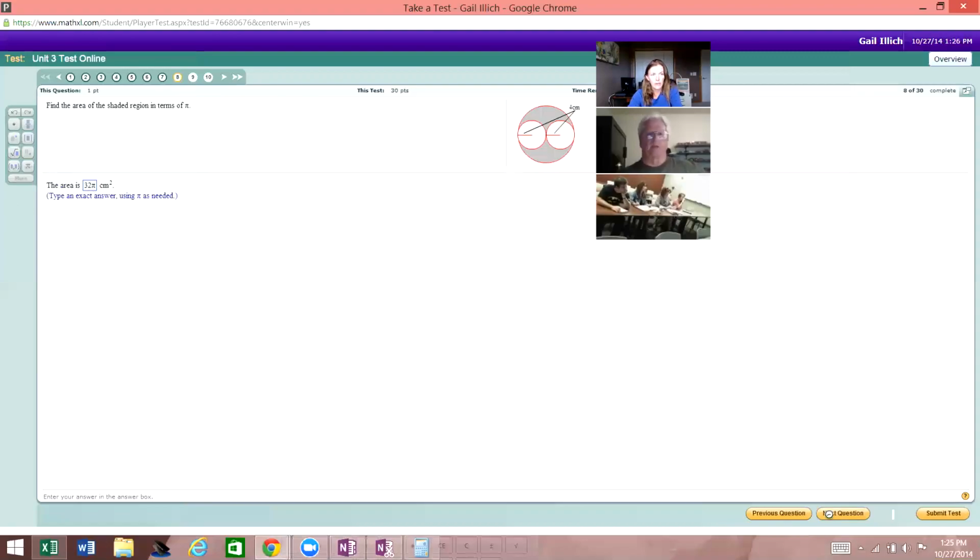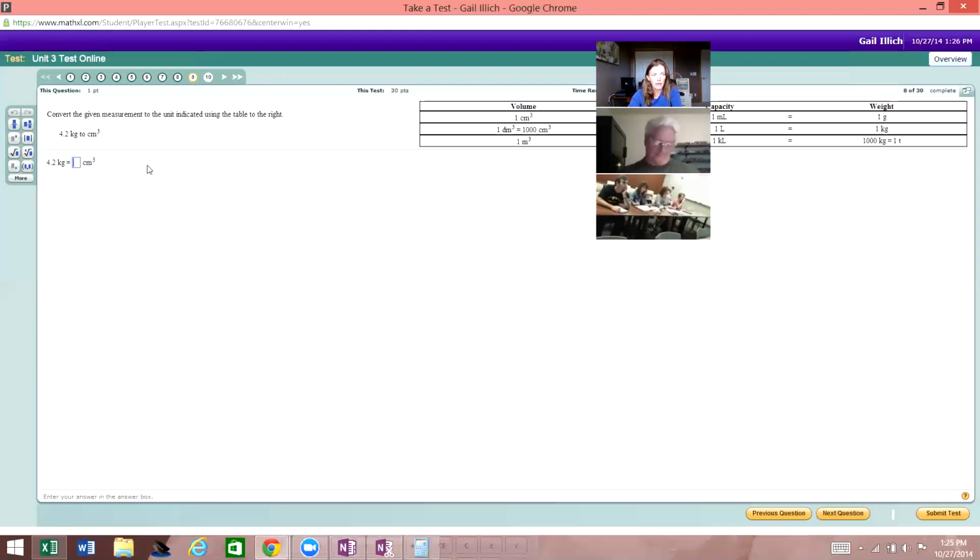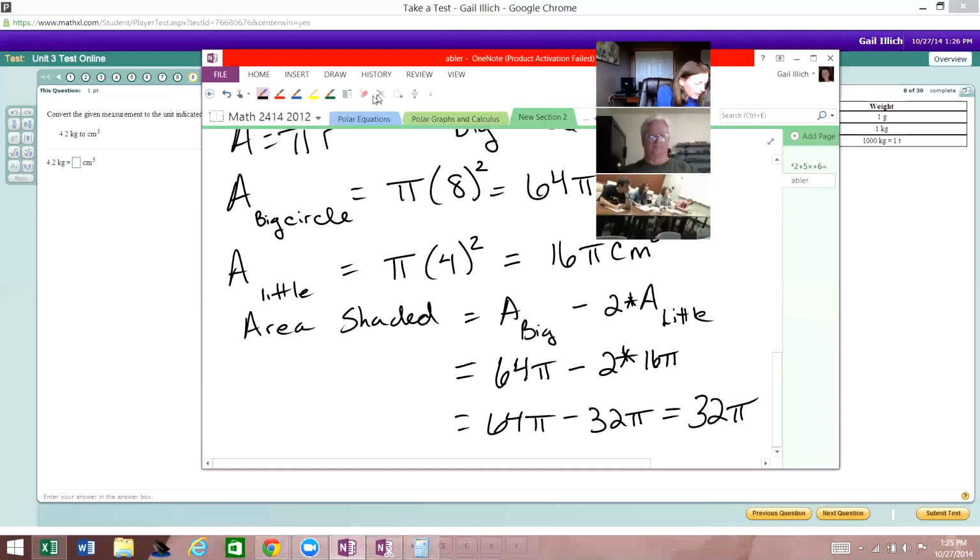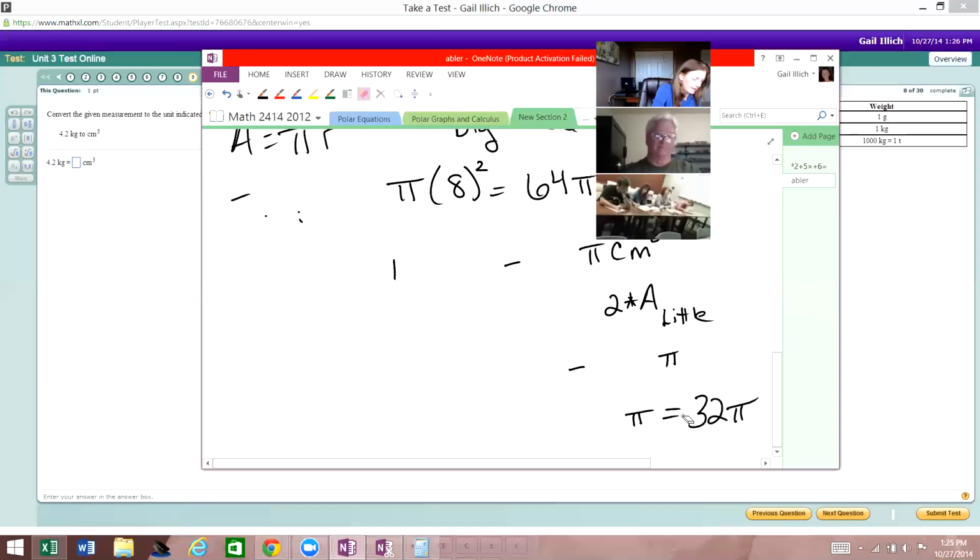Okay, next question. Number 9. It says, convert the given measurement to the indicated unit using the table at the right. I was really into these when I made this question, huh? Erase. Let's see.